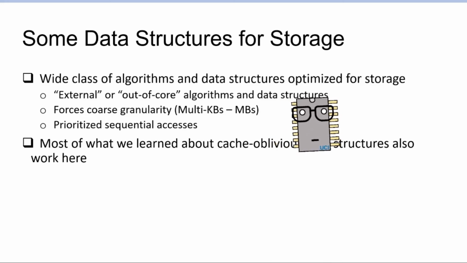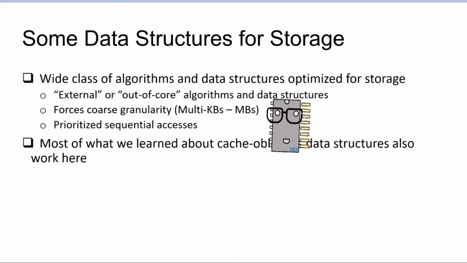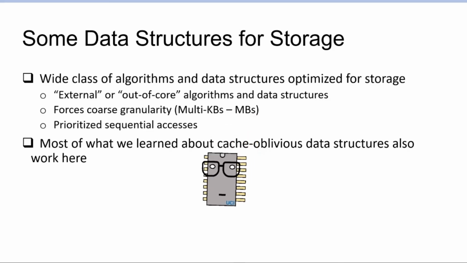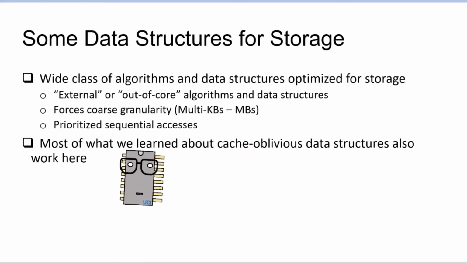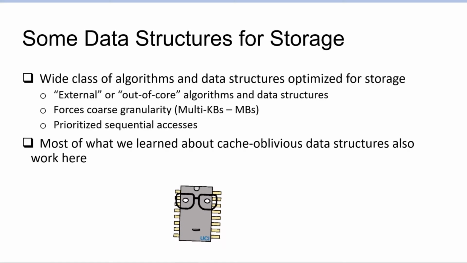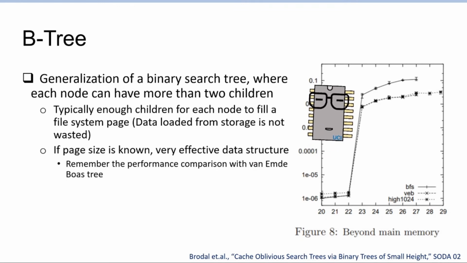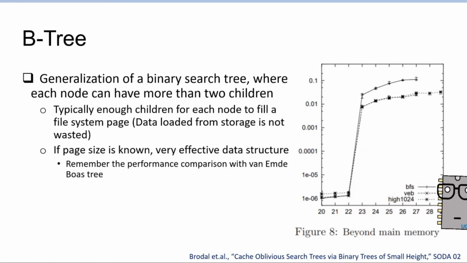But these algorithms, kind of like the cache oblivious algorithms that we talked about, and I just want to point out all of those algorithms can be directly applied here as well. But they use coarse granularity of access into the underlying memory or storage. And also they prioritize sequential accesses, especially if the access granularity is fine. Most of what we learned about the cache oblivious data structures also works here, including, for example, the use of B-tree. We talked about the B-tree as a potentially easy way to get high performance, even compared to the cache oblivious van Emde Boas tree layout we talked about before.